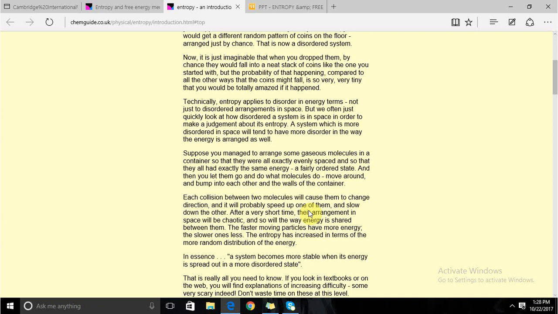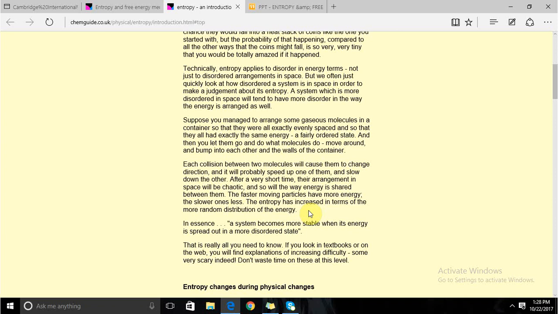Suppose you managed to arrange some gaseous molecules in this container so they were all exactly evenly spaced out and they all had the same energy. That is a fairly ordered state. And then you let them go and do what molecules do, move around and bump into each other. The collisions will cause them to change direction and it will probably speed up some of them, slow down others.